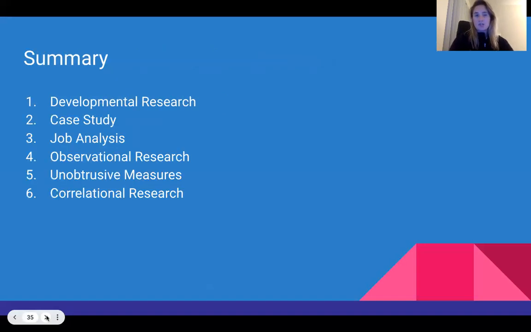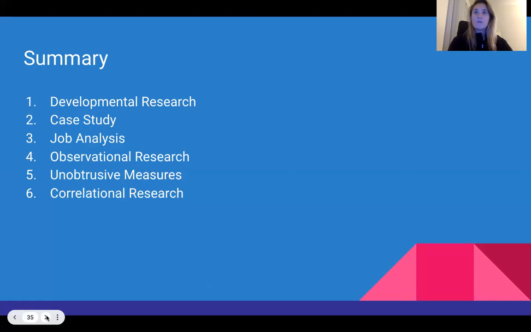Throughout today's presentation, Chris, Nick, and myself have outlined 6 different descriptive research methods. Before we conclude the presentation, let's quickly summarize the types of research methods we covered today. First, we covered developmental research, which is the study of changes in behaviors across years. There are 2 types of developmental research: longitudinal research, which examines the same participants over time, and cross-sectional research, where researchers examine different participants at each age level.